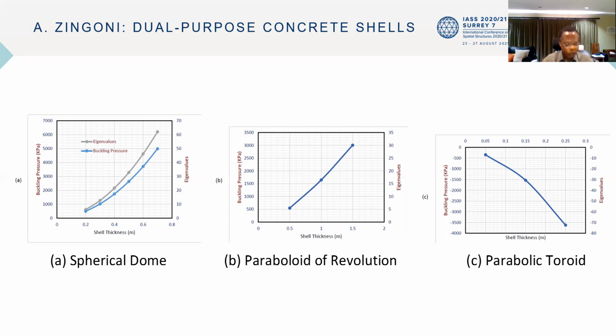For the parabolic toroid, the negative eigenvalues are simply an indication that buckling only occurs if the loading is reversed. Positive eigenvalues only started emerging at very high mode numbers and are therefore irrelevant.